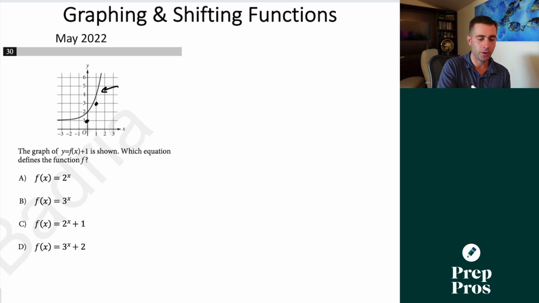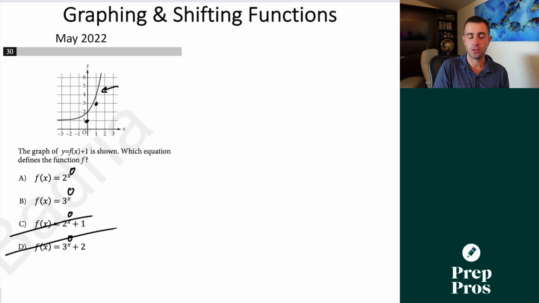So now we'll just start with that. We'll plug 0 in for each of these. Well, 2 to the 0 equals 1, so this works. 3 to the 0 equals 1, so that also works. C, 2 to the 0 equals 1 plus 1 equals 2, so that does not work. And D, 3 to the 0 plus 2 is the same as 1 plus 2, which equals 3. So those bottom 2 fail on showing us the 0 portion.